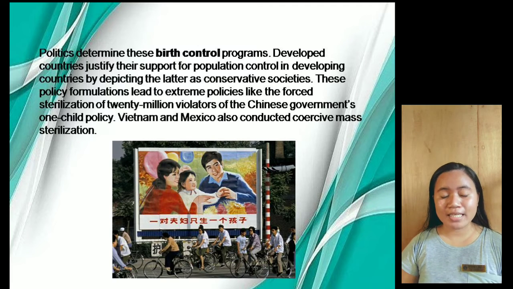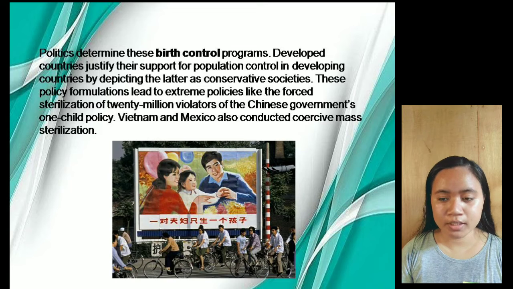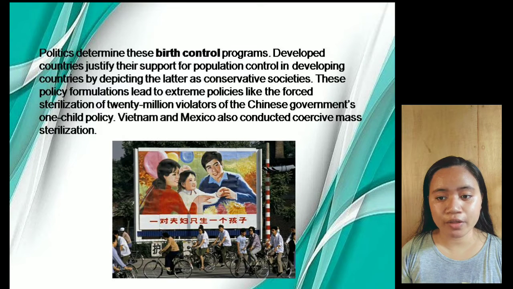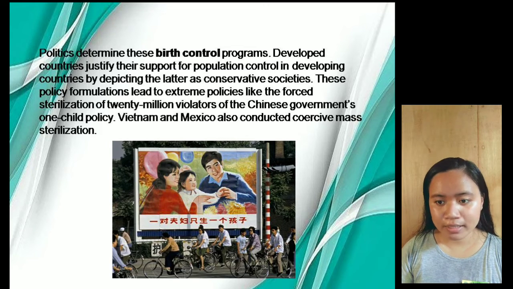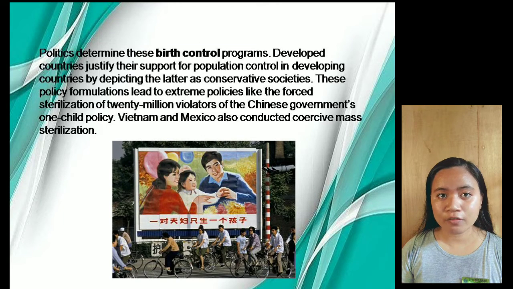Politics determine these birth control programs. Developed countries justify their support for population control in developing countries by depicting the latter as conservative societies. So these policy formulations lead to extreme policies like the forced sterilization of 20 million violators of the Chinese government's one-child policy. Vietnam and Mexico also conducted coercive mass sterilization.